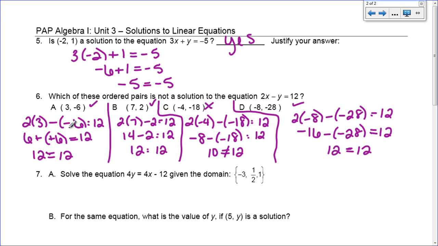Hopefully you kept up with those as you went, and if you did, as you plugged them in, you should see that C right here, once you plug in your numbers, equals 10, not 12, and so C is the one that's not a solution. All the others work out.